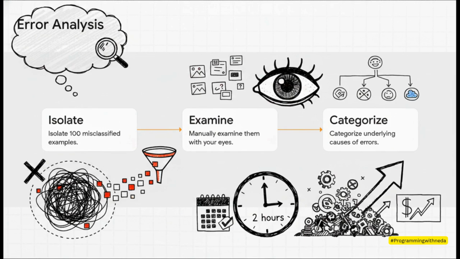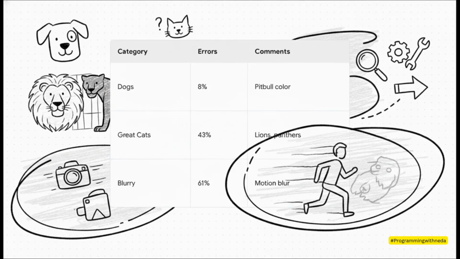I promise you, taking just 2 hours of your day to manually look at 100 failures is going to save your team months of totally wasted engineering effort. And this breakdown brilliantly illustrates exactly why it works. Just look at these numbers. After doing the manual analysis, you find out that 8% of the errors are dogs being misclassified as cats. Okay, 43% are great cats like lions or panthers at the zoo. But a massive 61% of your errors, they're just blurry images from user motion blur.